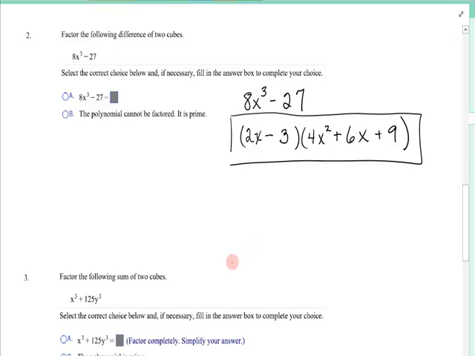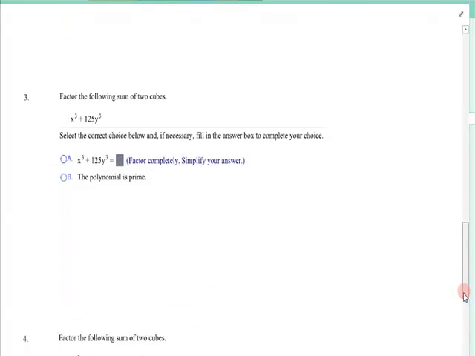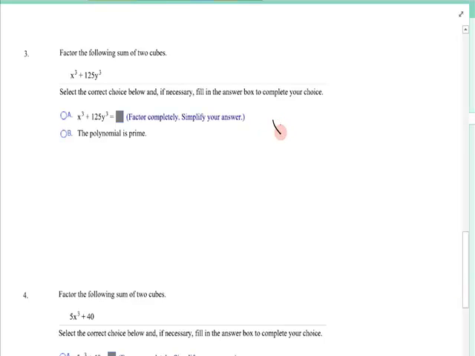All right, let's look at x cubed plus 125 y cubed. Is there a common factor? No. It is a binomial. Is it squares or cubes? It's cubes. Here we go. Cube root of x cubed is x. Keep the plus sign. The cube root of 125 is 5. The cube root of y to the third is y.